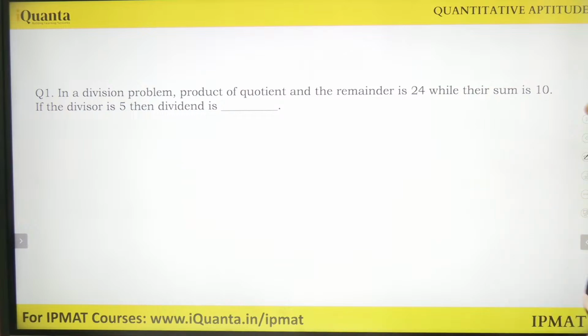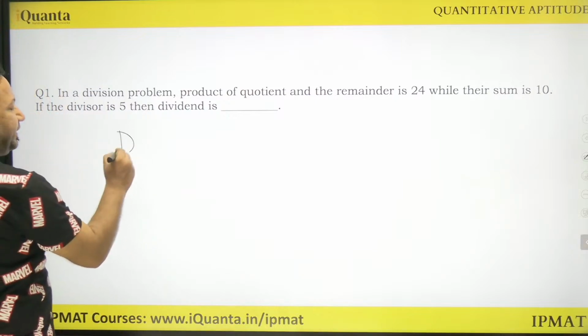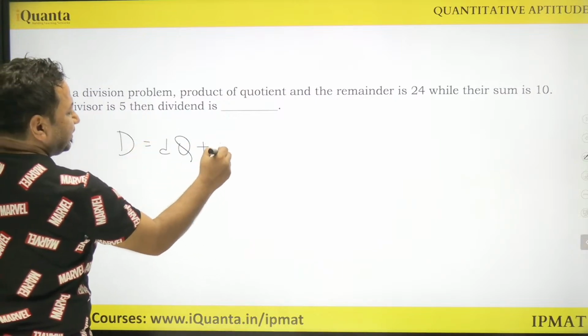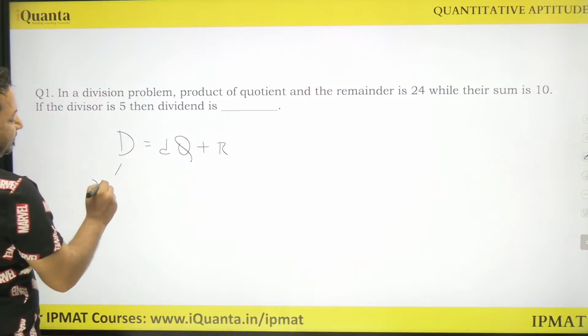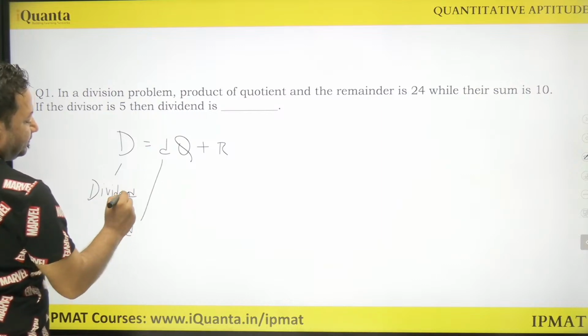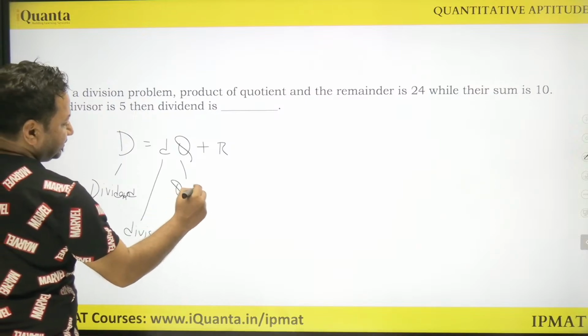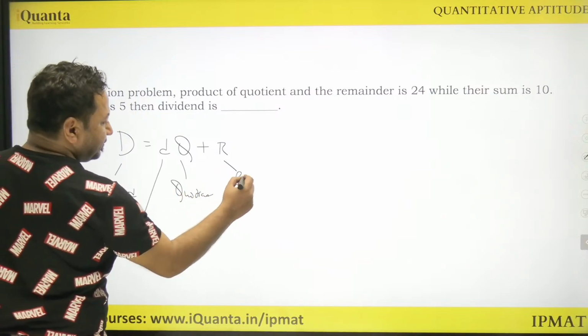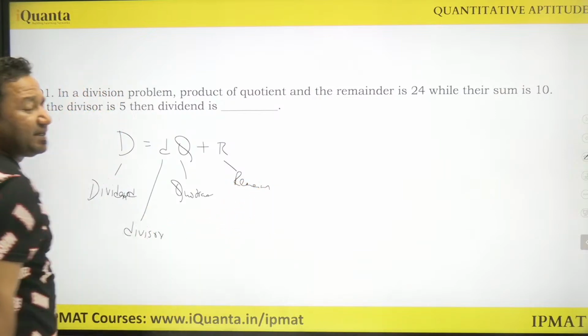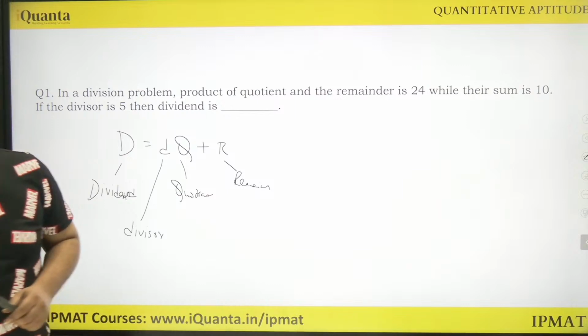While their sum is 10, the divisor is 5, then what is the dividend? So by the way, there's one thing that we know: D is equal to d times Q plus R, where capital D is the dividend, small d is the divisor, Q is the quotient, and R is the remainder. That is the basic formula for the dividend. I hope this is clear to all of you. We'll use this to find the answer.